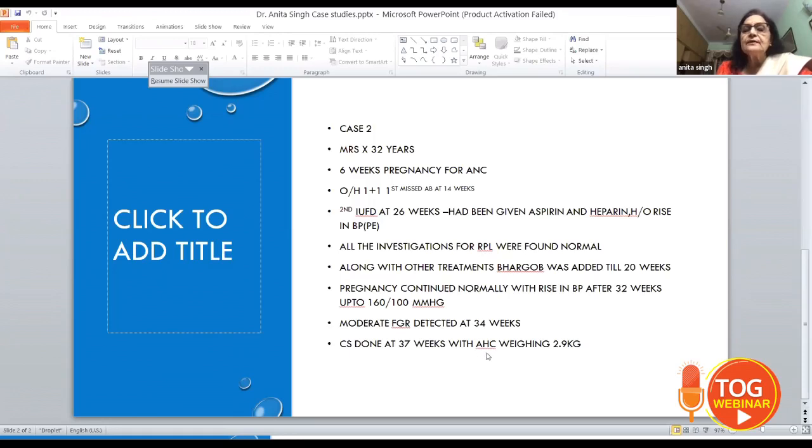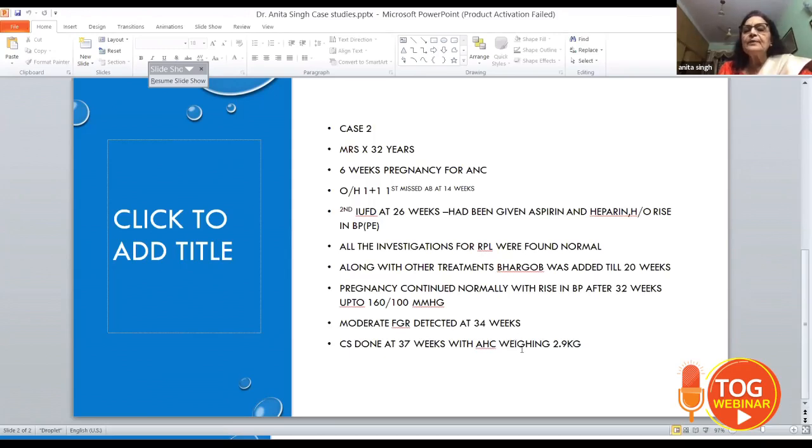I put her on Bharglobe, and I started arginine and folic acid, along with low molecular weight heparin and aspirin. These things were continued till 20 weeks. Her pregnancy continued normally till 32 weeks.